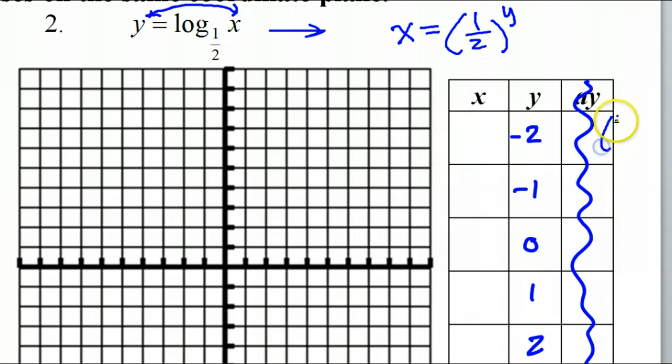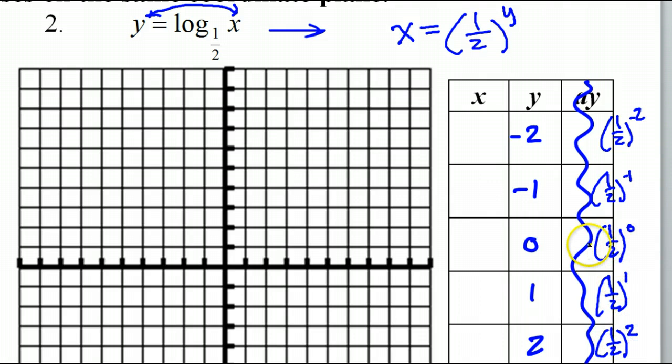So that means I'm doing 1/2 to the -2 power, 1/2 to the -1 power, 1/2 to the 0 power, 1/2 to the 1 power, and 1/2 to the 2 power. This is how I will get my x value, because x equals all of this. Now, when I do a negative exponent, one word: reciprocal. So this is going to become 2 to the +2 power. Reciprocal and make it positive. So that's why this is going to be 4.